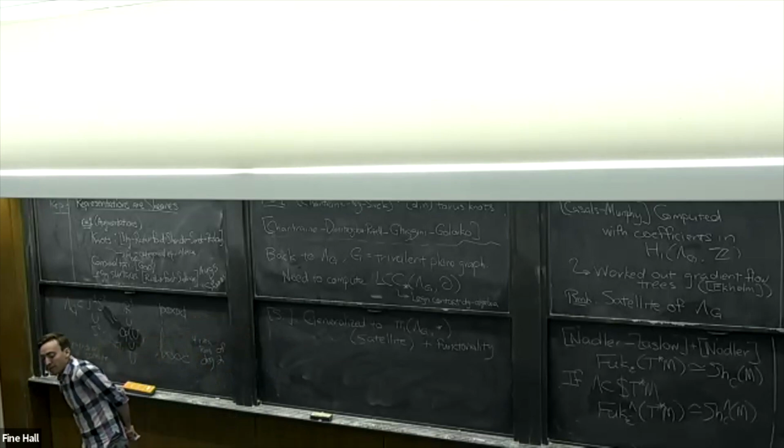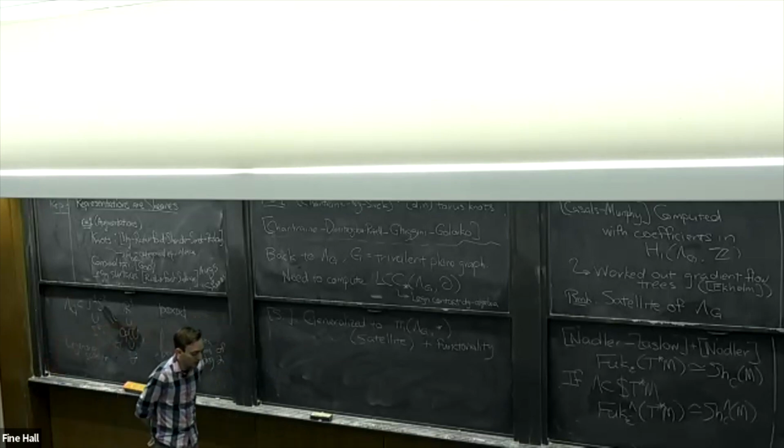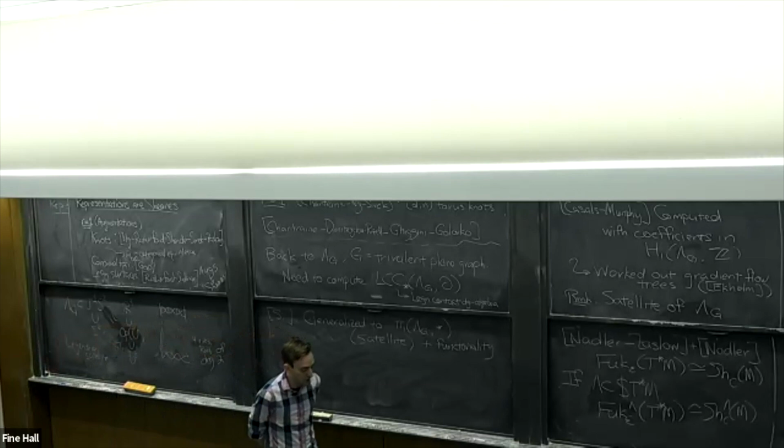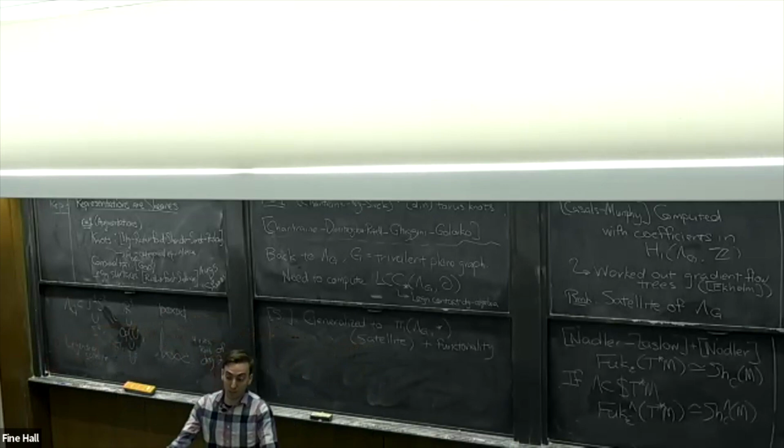So what I mean is this. Casals and Murphy prove that the Legendrian contact dg-algebra that you get for the satellite is independent of a whole bunch of auxiliary choices that you can make, which they put into something called a garden.